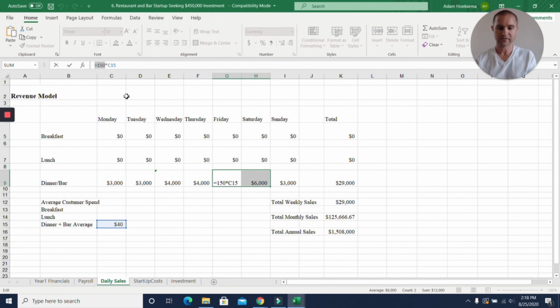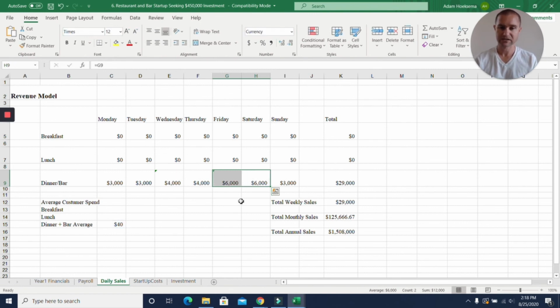We also don't have any concept of what their capacity is, so we don't actually know. I don't think there's anything in this model that shows us how many customers they could have on a night. Is 150 at max capacity? Could they do 200? And there's nothing keeping them honest to make sure that they don't project over what their actual capacity is. So that's one concern I would have.